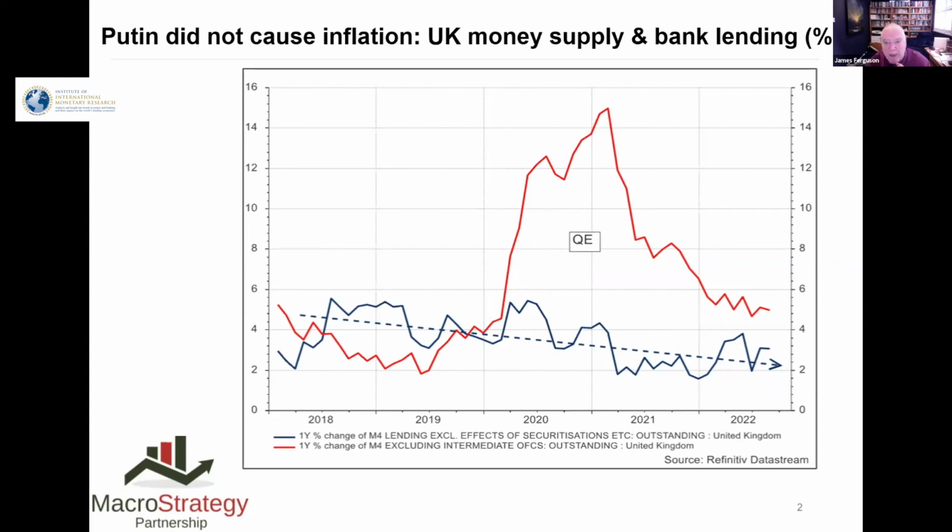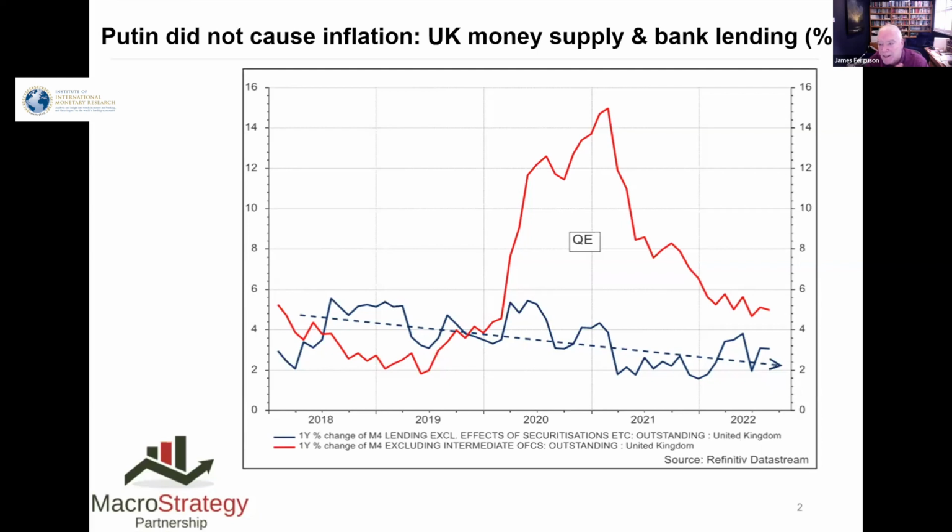So first thing, what caused the inflation? The blue line shows you the normal way that in the UK economy we increase money supply, which is the increase in bank lending. And you can see that the increase in bank lending, although it stayed positive, has been on a downward trajectory, certainly since COVID started. But the big increase in money supply, which is the red line, the difference between those two is QE. So that was what the Bank of England contributed.